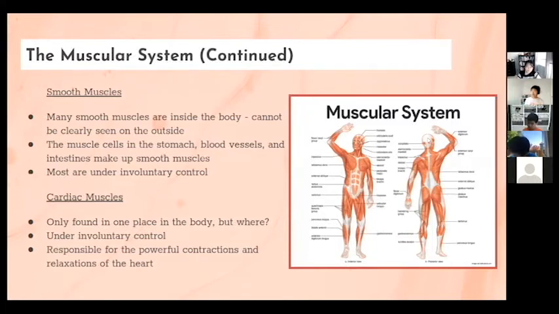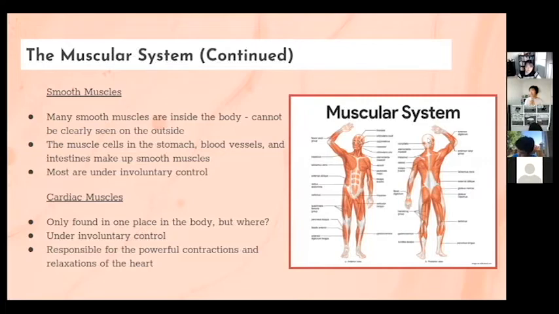The muscle cells in your stomach, blood vessels, and intestines, and if you were here for the digestive system lesson, you also know that the esophagus cells have smooth muscle cells. These are all made up of smooth muscles because they need to push and relax and contract, but you don't think about your stomach pushing food into your intestines, and you don't think about your intestines moving your food around, and you certainly don't need to think about blood going down a vein or an artery in order to make it happen.